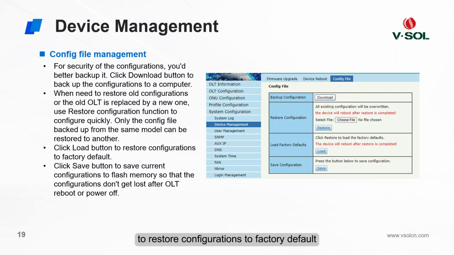Click the Load button to restore configurations to factory default. Click the Save button to save the current configurations to flash memory so that the configurations don't get lost after the OLT reboots or powers off. Every time you change the configuration, you should save it.